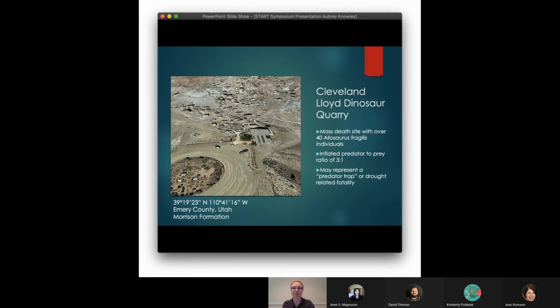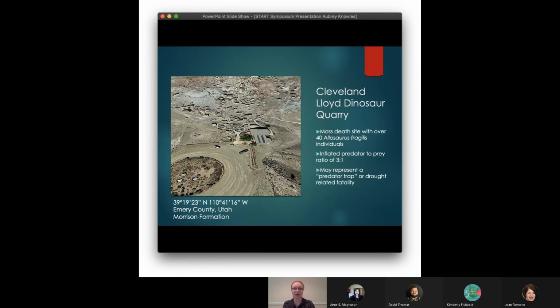And this site is interesting because it has an inflated predator to prey ratio of 3:1, which is not really something that you see naturally in any ecosystems today. So it's been interpreted as more likely than not a preservation bias and not a reflection of the actual makeup of the ecosystem. There have been a couple of different hypotheses for what caused this preservation bias.